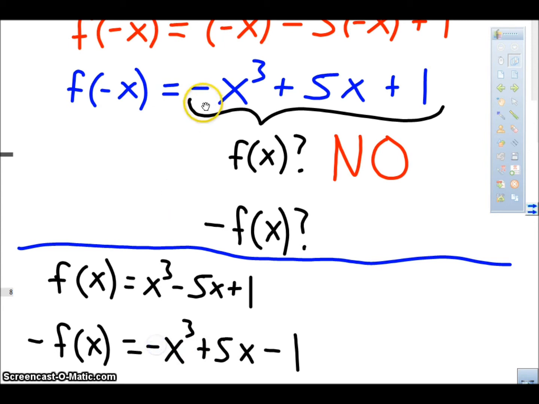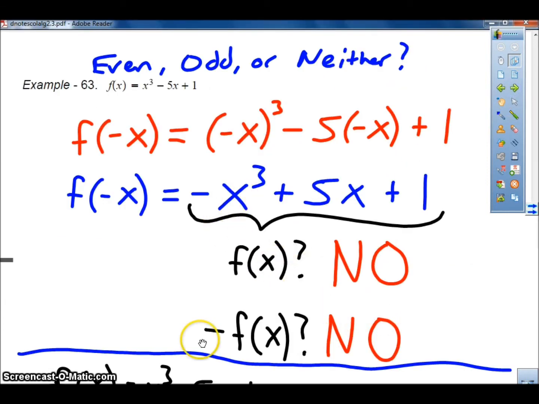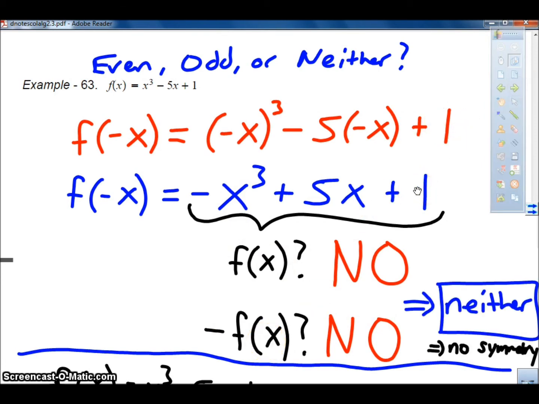And so this seems promising. The negative x to the third power matches up to this negative x to the third power. The plus 5x matches up to this plus 5x. But the difference here is that we have a minus 1, whereas in our original calculation there was a plus 1. So these are not exactly the same either. Even though it gets pretty close, it's not exactly the same. And so this does not equal the negative of the original function either. Our conclusion here is that this function is neither. It is not even and it is not odd. And so there's no symmetry to be determined.